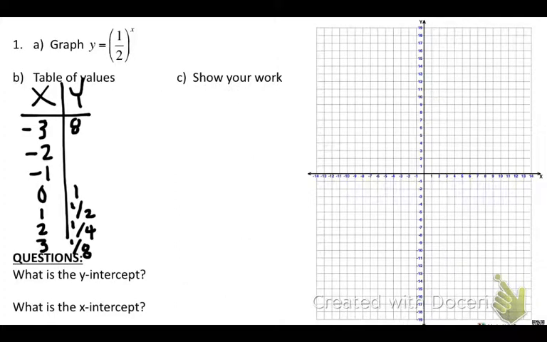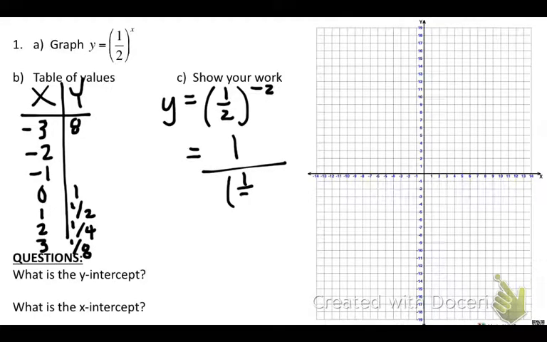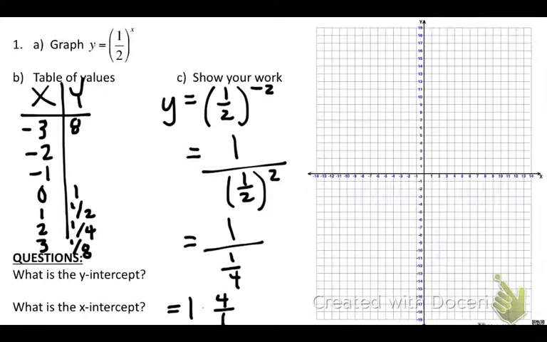Same process, but this time the exponent is the negative 2. So that's 1 over 1/2 to the positive 2. Just a reminder, I know what that is. That's 1/4. So I'm going to put 1 over 1/4. Well, dividing by a fraction is like multiplying by the reciprocal. So we're going to multiply by the reciprocal, which is 4/1. Well, that basically says what's 1 times 4, which is 4.